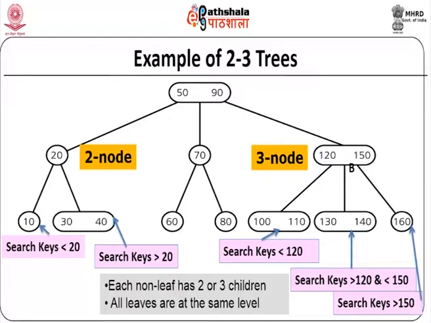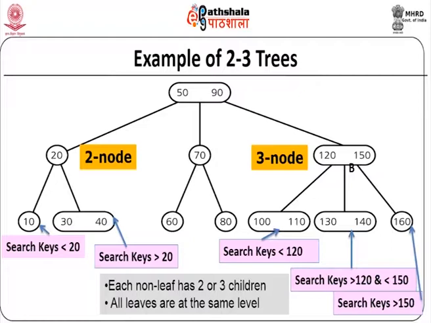Here you have S and L values being 50 and 90, and that is a 3 node because it has 2 values and 3 children. That is the first thing you should understand. And then on the left hand side you have a 2 node, which means it will have only 1 value and 2 children, and in the middle also you have a 2 node, it has 1 value and 2 children, and on the right hand side you have a 3 node, it has 2 values and 3 children. So, that is the first thing we have to understand.